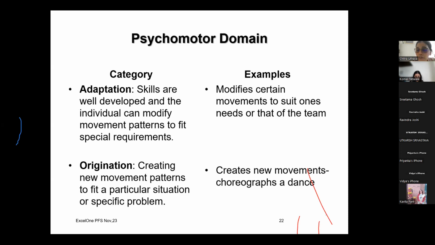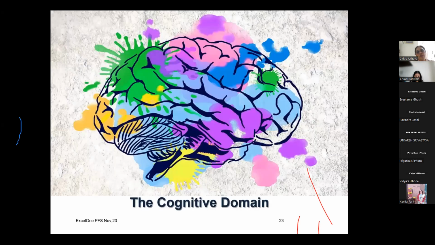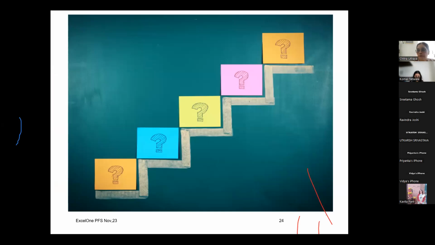So with this, I've given you a brief about the different domains of Bloom's taxonomy, that is the cognitive domain, the affective domain, and the psychomotor domain. Now we will focus on the cognitive domain, because we are going to be looking at how you can craft questions. So we are going to be focusing largely on the cognitive domain.